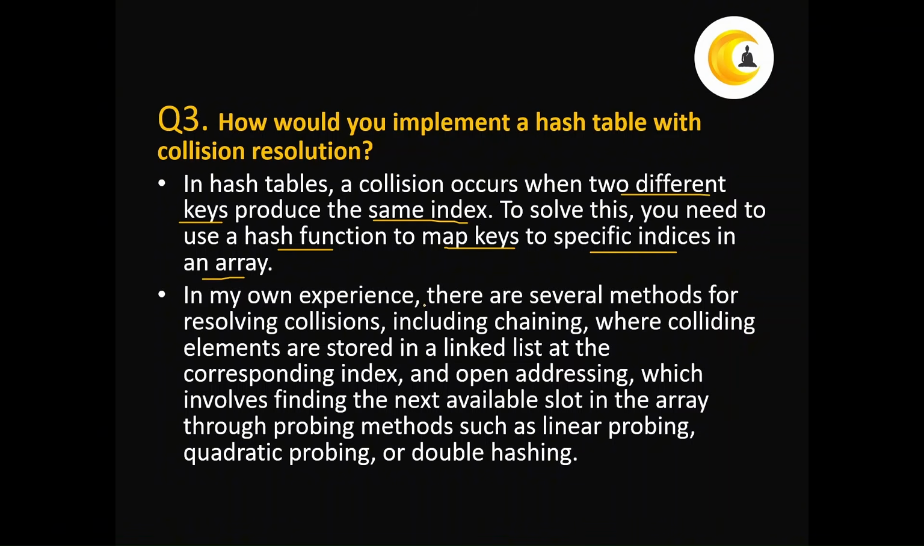Okay. Now, in my own experience, there are several methods for resolving collisions, including chaining, where colliding elements are stored in a linked list at the corresponding index. And then there is one more, that is open addressing, which involves finding the next available slot in the array through probing. Okay, methods such as linear probing, quadratic probing, and double hashing. So these are the different types of probing methods. Okay, but I have mentioned two collision resolution techniques. One is chaining. The other one is open addressing. Okay, so you can explain any one according to whatever you best know and best understand.